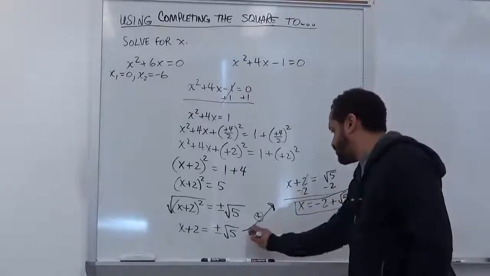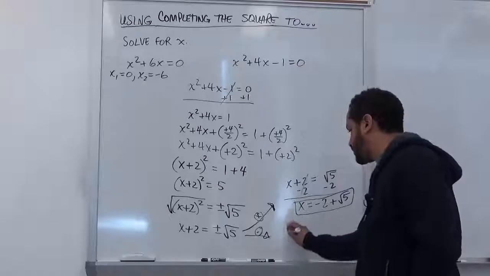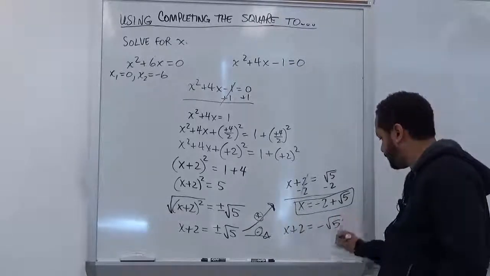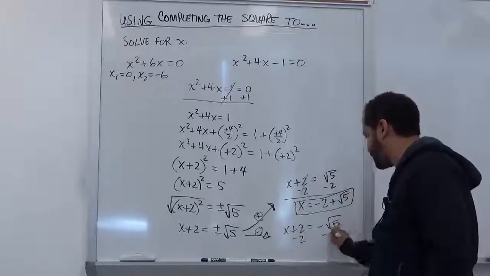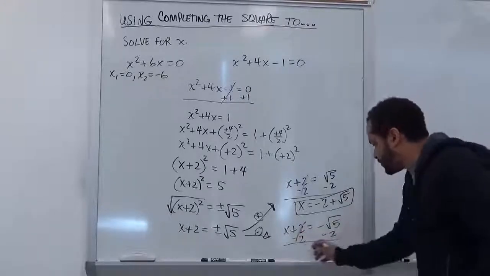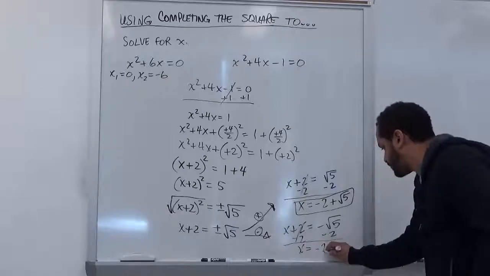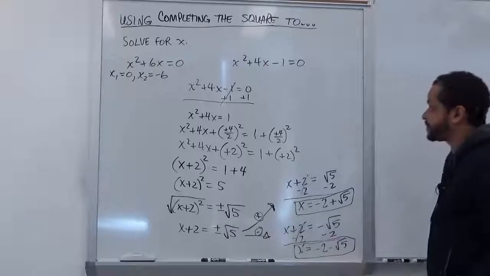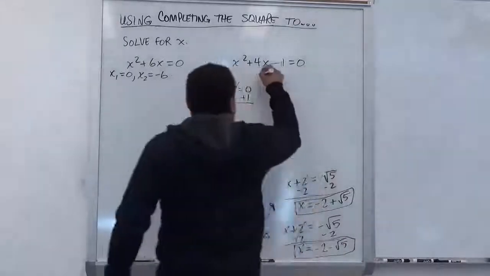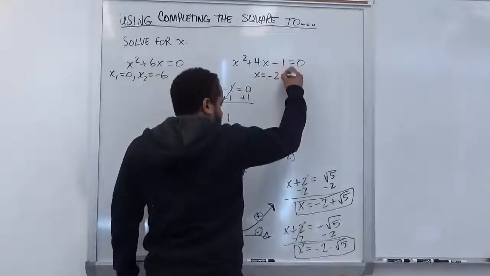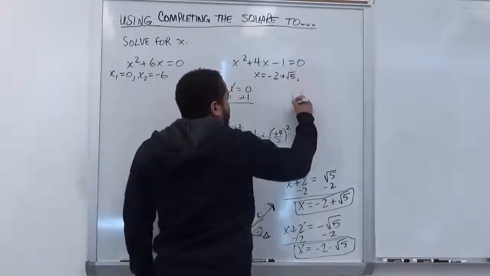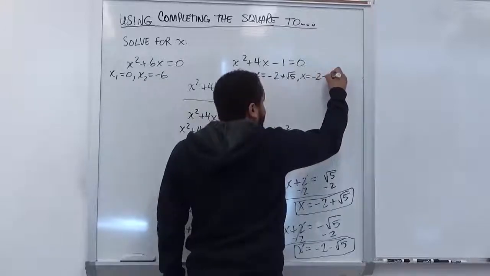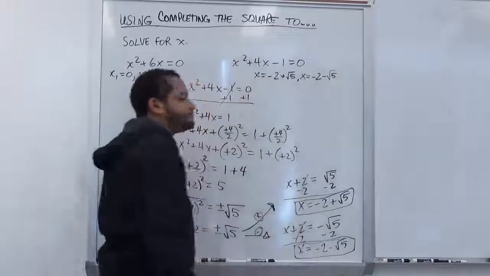Our second solution is when the radical 5 is a negative. So we have x plus 2 is equivalent to the negative square root of 5. And finally, we just subtract that 2. And again, these are not like terms, so we just leave it as x equals negative 2 minus the square root of 5. And there we have our next two solutions for this problem, where the first one is x equals negative 2 plus the square root of 5. And finally, we have its conjugate pair, which is equivalent to negative 2 minus radical 5. All right.